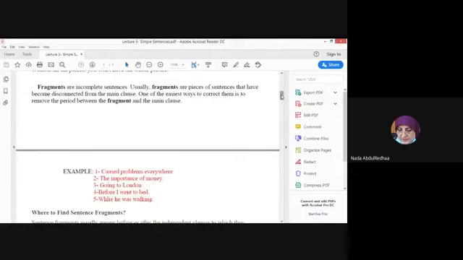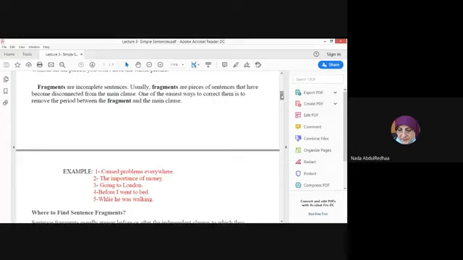Some of you would say "Caused problems everywhere." In this fragment, it misses a subject. If you put a subject in front of it, it would be acceptable. For example, someone called Ali: "Ali caused problems everywhere." Okay? And the second one: "The importance of money."